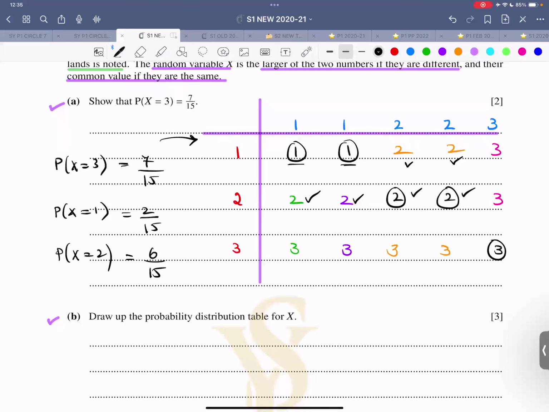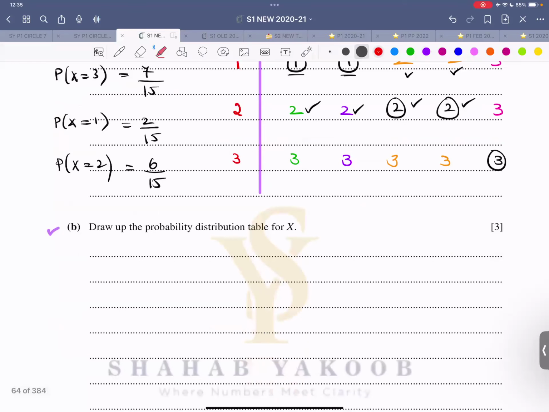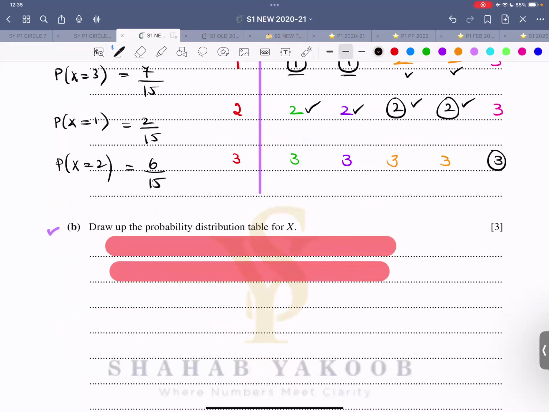I think that's it. So that was pretty basic. 2 and 6 is 8. 8 plus 7 is 15. Just write it in the form of a table. So that is a table over here. And this is X. This is probability. So we have 1, we have 2, we have 3, we have 1 is 2 over 15. This is 6 over 15. This is 7 over 15. That is the probability distribution table.